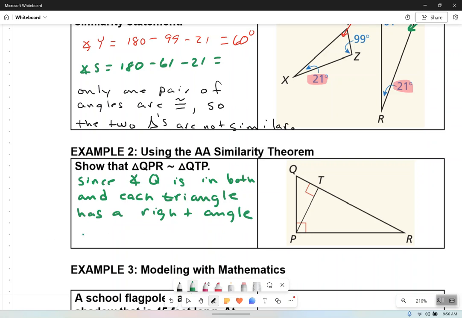We can say then that triangle QPR must be what? What's that little squiggle symbol mean? Similar to triangle QTP. Because we showed how many angles are congruent, kids. How many pairs of angles congruent there? 2, you bet.